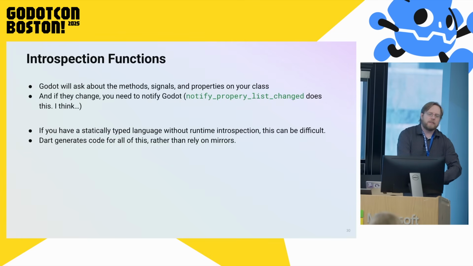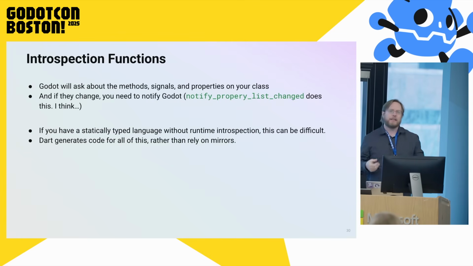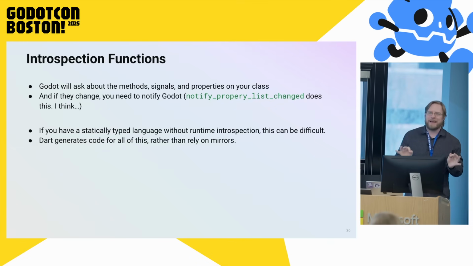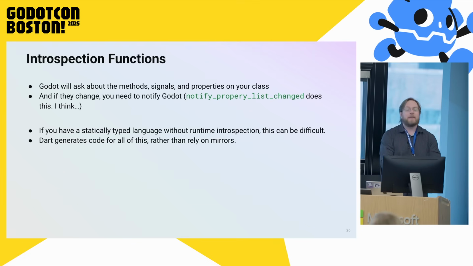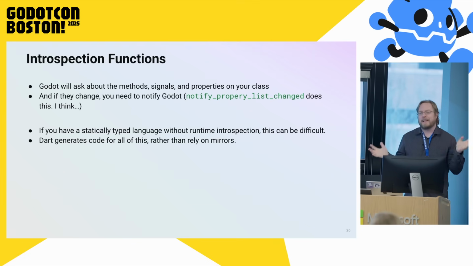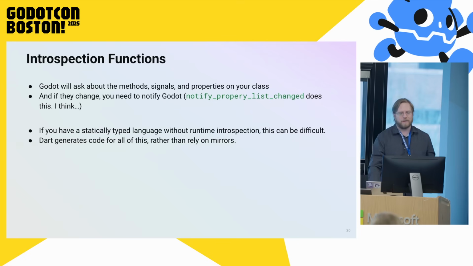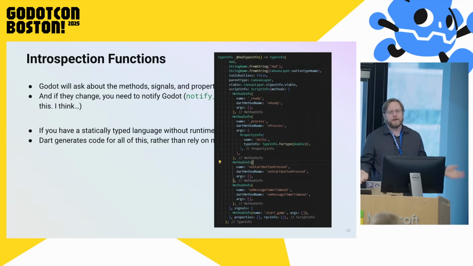The introspection functions, Godot will ask you about the methods, signals, and properties on your class. And if they change, you need to notify that Godot has done this. I think this happens through notify property list changed, but I've been having trouble getting this to work, so that might not be the right one. But if you have a statically typed language, like I do, without any runtime introspection, this can be super difficult. So what Dart does is it generates the code for all of this rather than rely on its mirrors and introspection. So this is what it looks like.